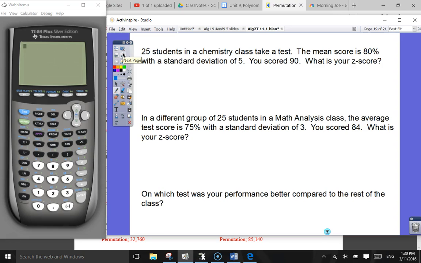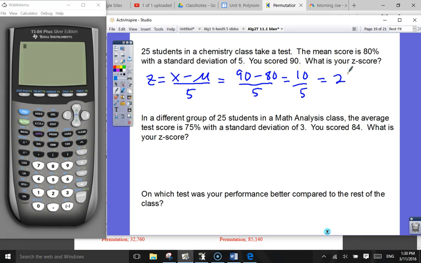So here's an example of it. 25 students are in a chemistry class to take a test. The mean score is 80% with a standard deviation of 5. You scored 90. What's your z-score? Okay, so we're going to use this formula. Z equals x, that's going to be the 90, minus the mean divided by the standard deviation of 5. Right? So the test was 90, the mean was 80, the standard deviation was 5. So the difference was 10, and then you divide by the standard deviation, 5, so that tells you the number of standard deviations from the mean you were: 2. You were plus 2.